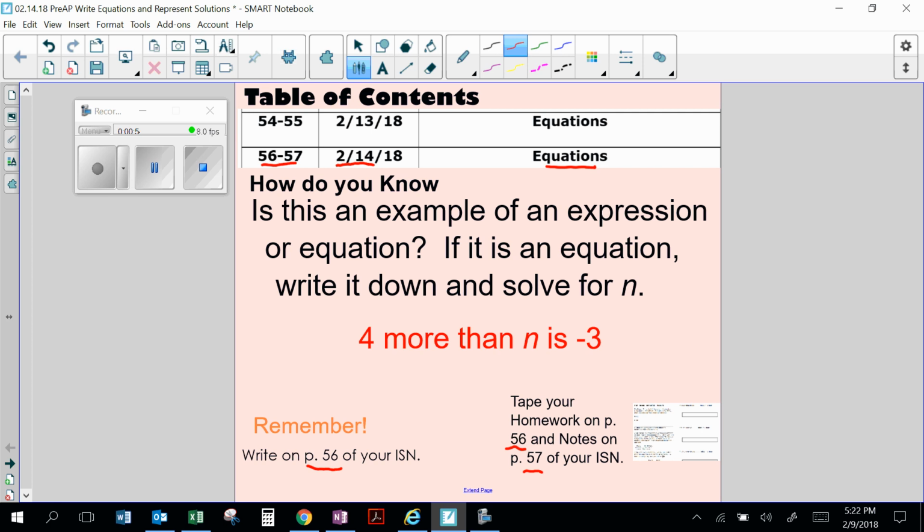In our number routine, it says the following. How do you know? Is this an example of an expression or equation? If it is an equation, write it down and solve for n. 4 more than n is -3. If you think that is an equation, write it down, turn it into number variable operation, and solve for n. Please pause at this time to give students the chance to copy down the table of contents, tape what they need to tape down, and solve their how do you know.